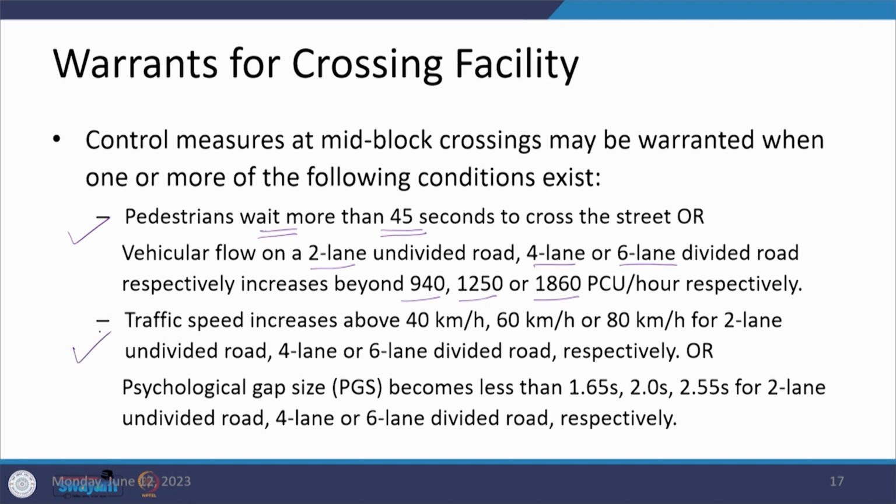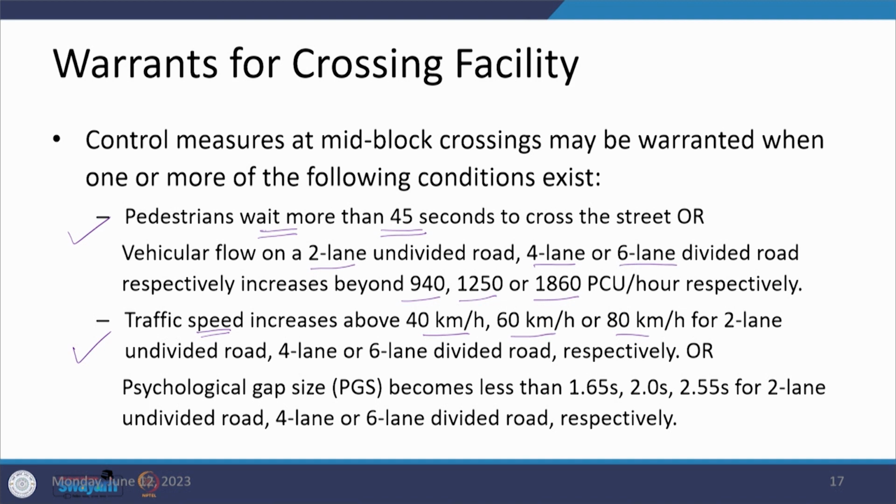Now, another criterion which is talked about here is in terms of the speed. If the speed increases beyond 40, 60 or 80 kilometers per hour for the respective 3 categories of roads which we talked about, then in that case also the control measures or the provision of the type of pedestrian crossing facility should be taken care of.